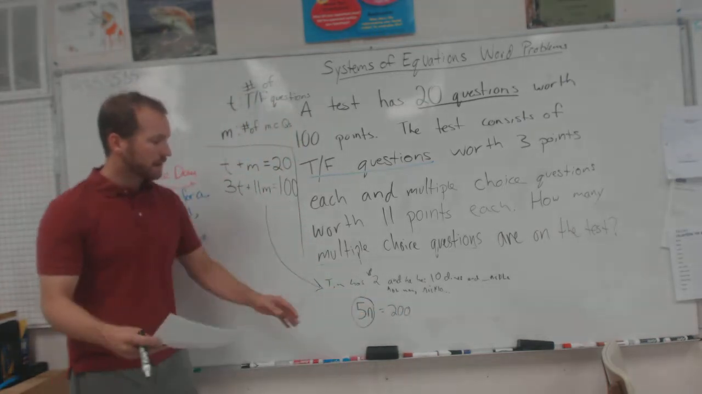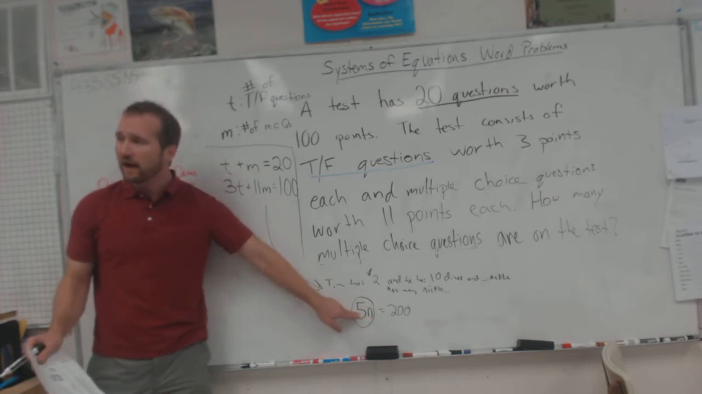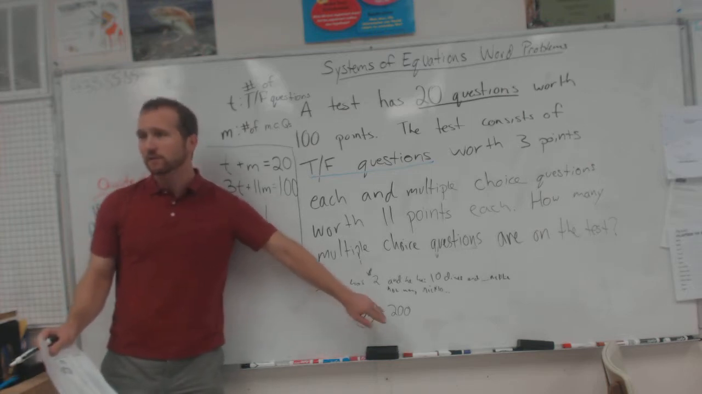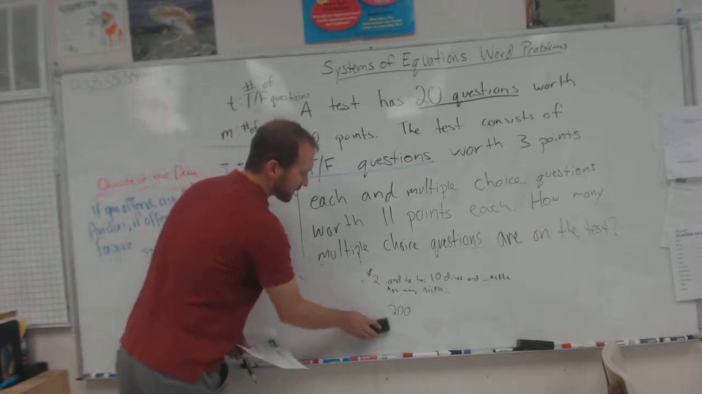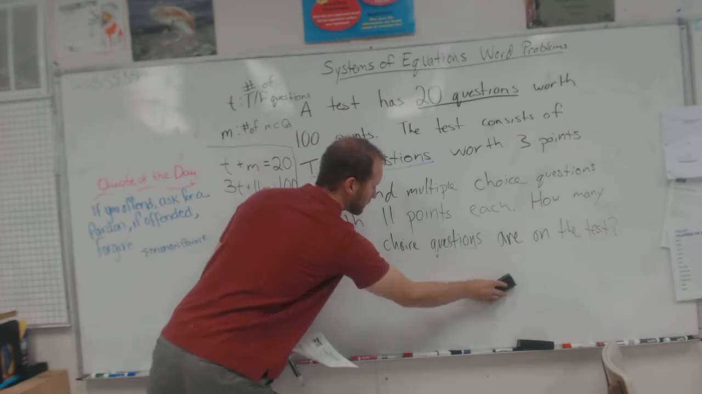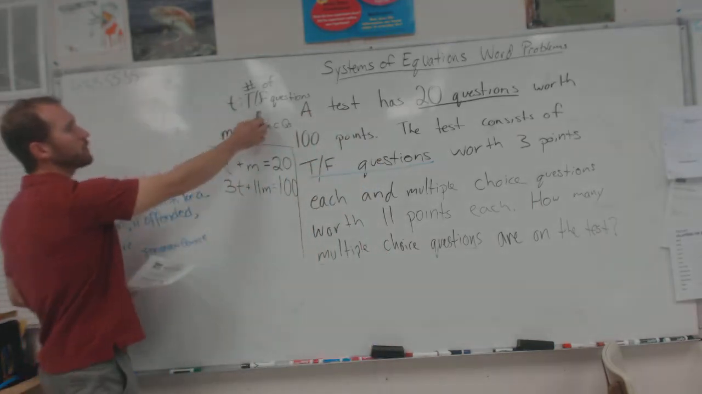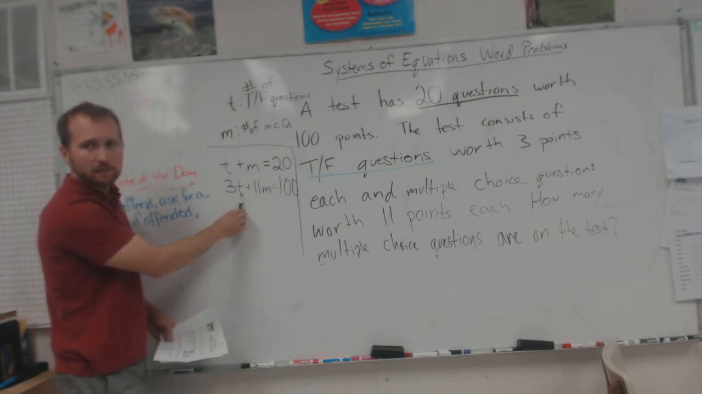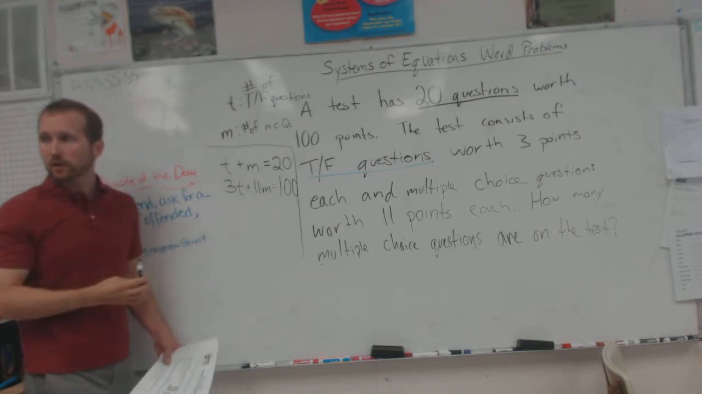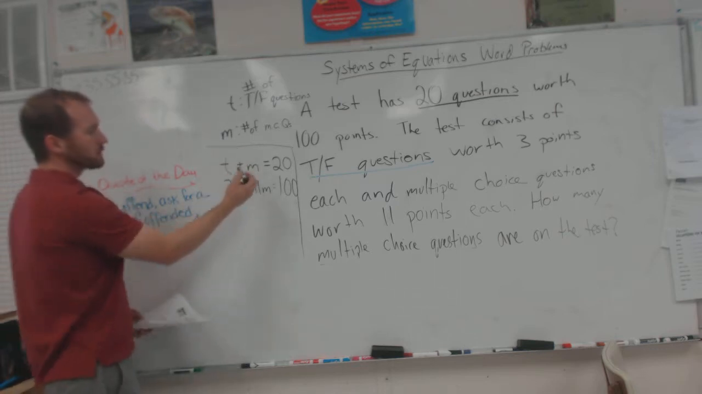But the idea is that the number of nickels is your variable. So 5 times that gives you the money. And on a test, it's the same thing. Our variable is the number of questions. So t is the number of true-false questions. So 3 times t gives us how many points those questions are worth.